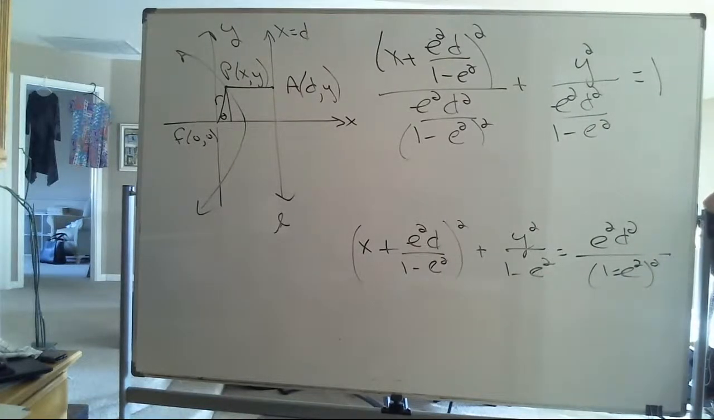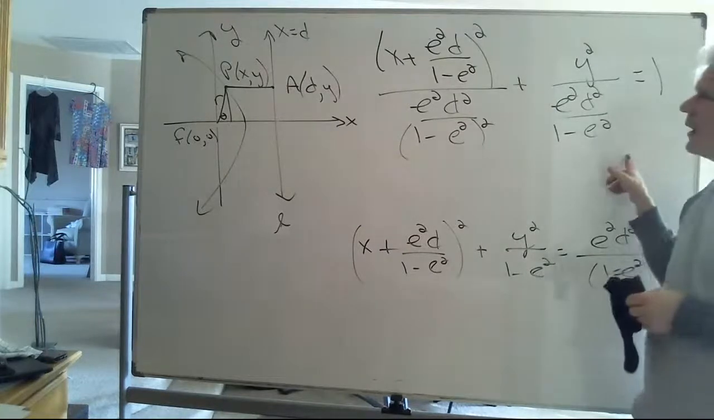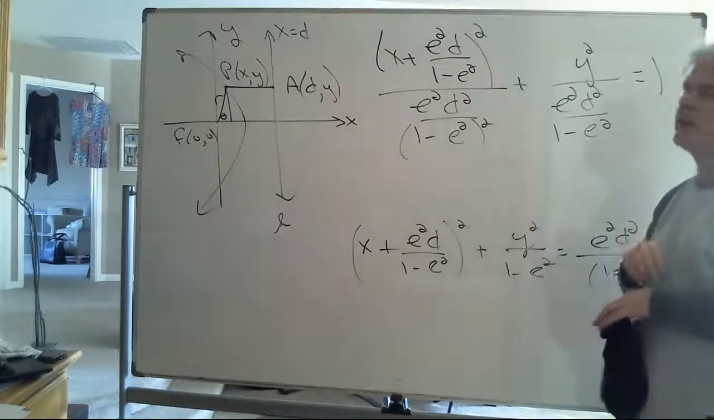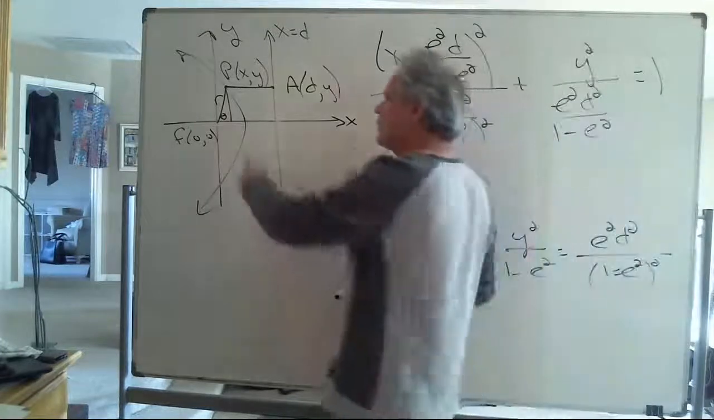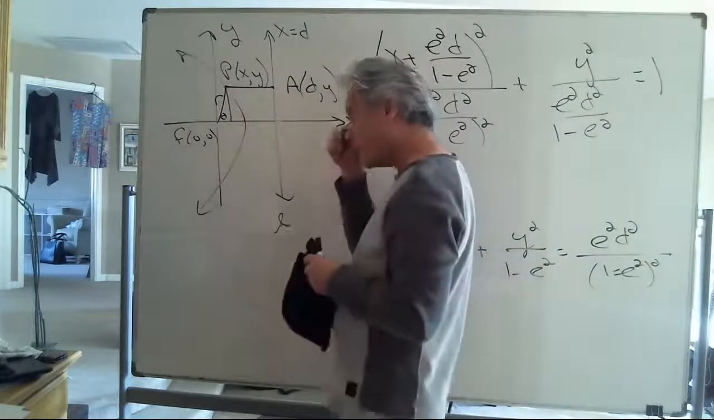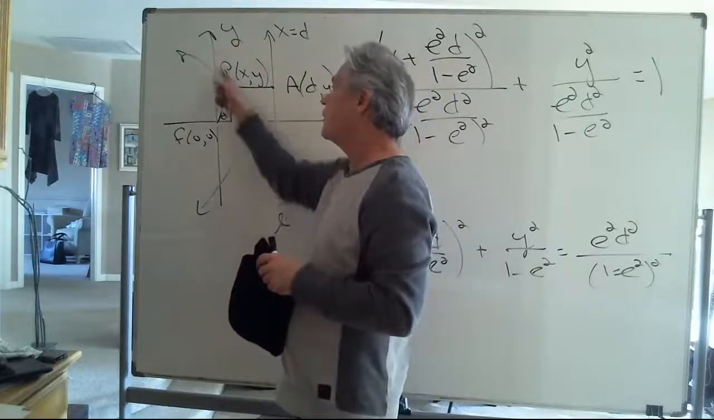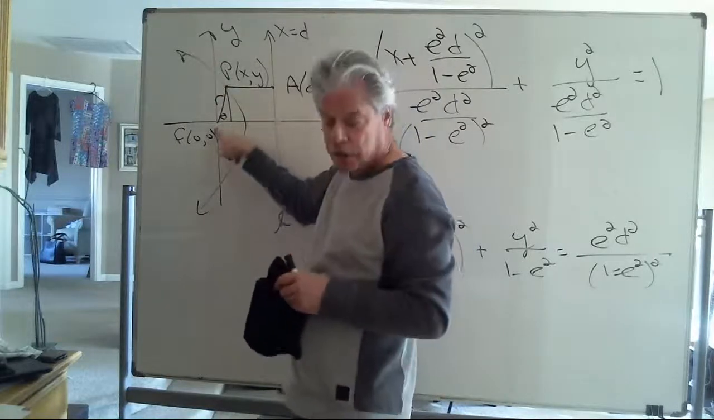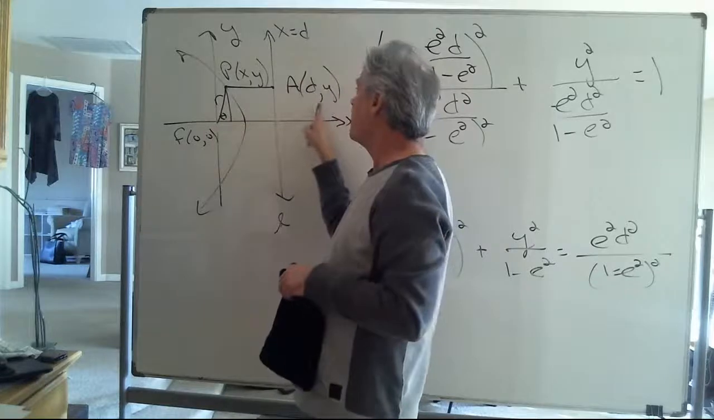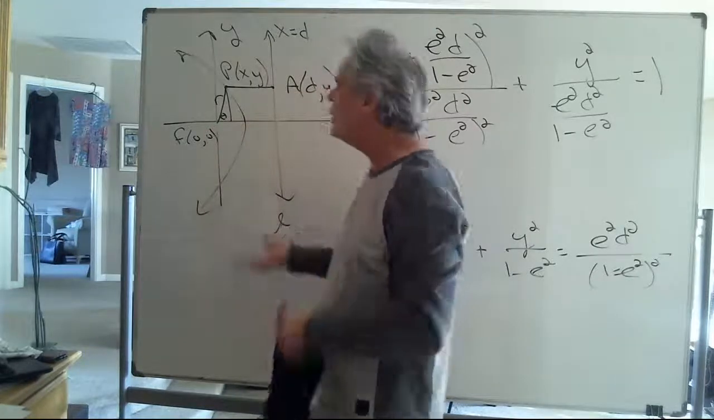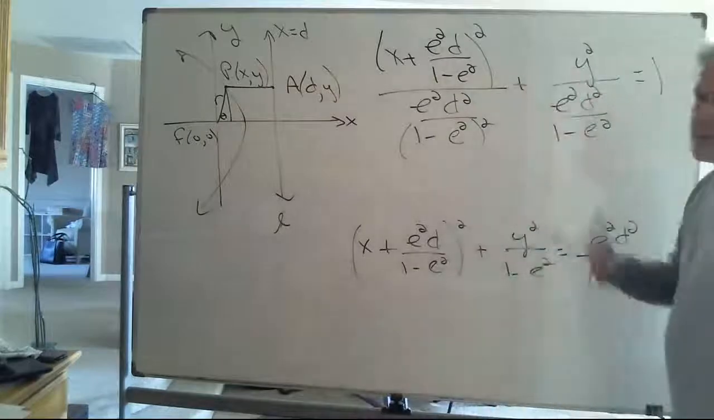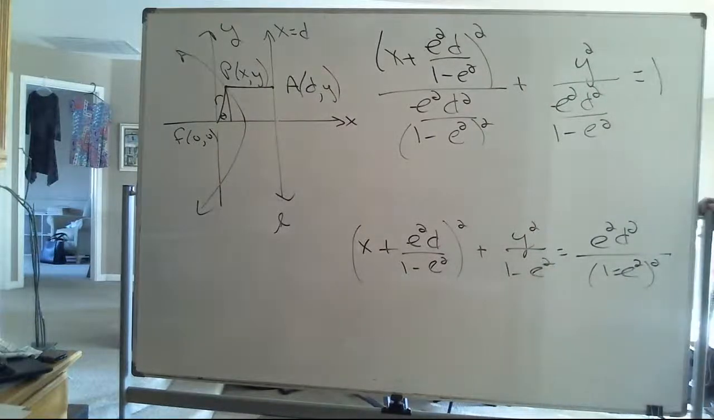Now I have to confess, if e is equal to 1, what I have in this equation is completely undefined. But if the ratio of this distance is equal to 1, does that not mean by definition I've got a collection of points equidistant from a fixed point F, the focus, and a fixed line called a directrix? That's my definition of a parabola. So I know if e is equal to 1, I got a parabola. That's for free.